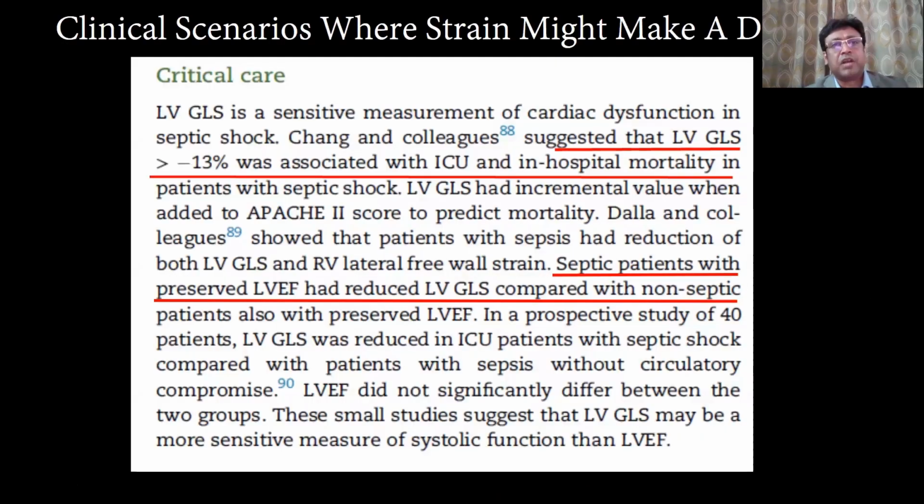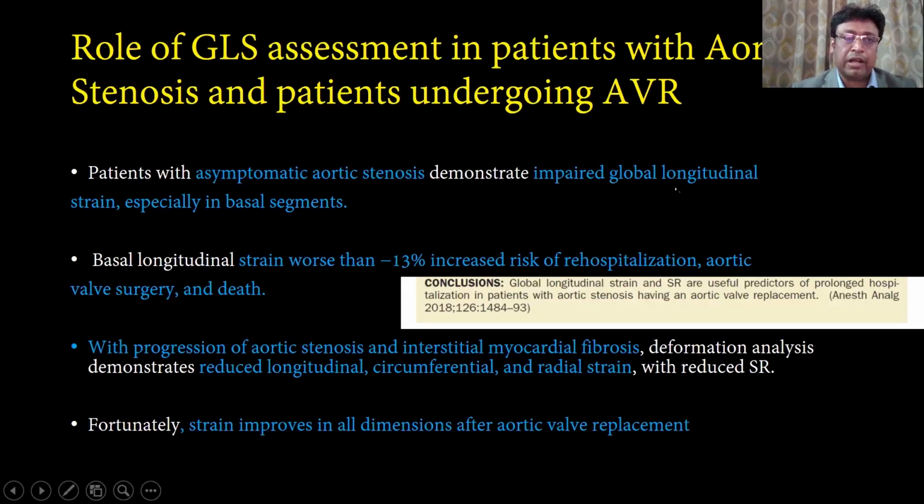So, clinical scenarios where strain might make a difference. In septic patients with good ejection fraction, with low strain, these are the people, especially where the global longitudinal strain is more than minus 13%. It basically predicts in-hospital mortality.